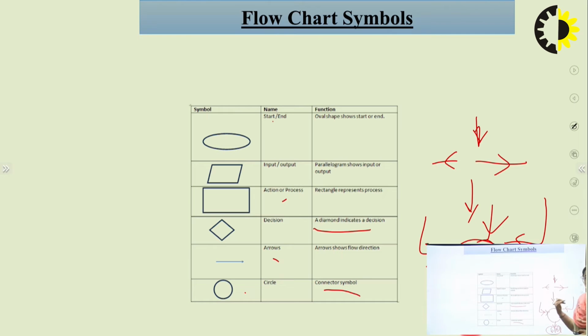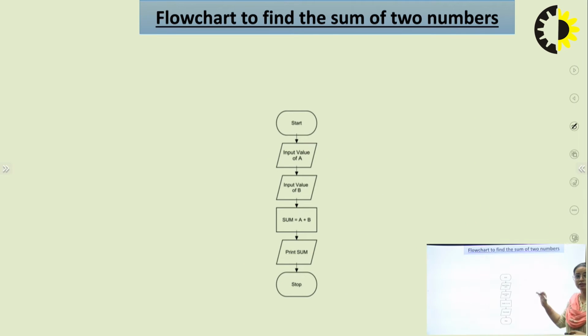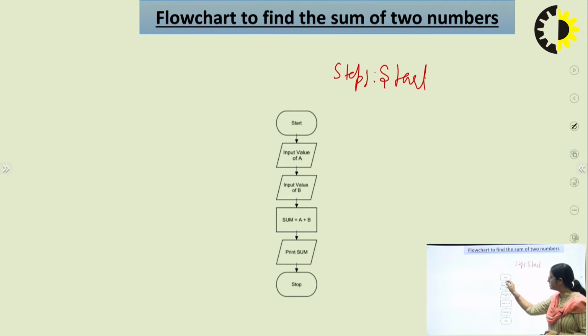Now let's see one example for a flowchart. I am taking the same example, the sum of two numbers, that I have already taken when designing the algorithm. For the same, I am going to design the flowchart. Okay, so first, in step 1 we have start. With this start symbol, we are starting our flowchart.